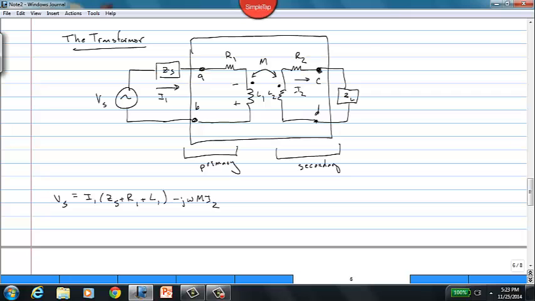Looking at the secondary side, there is no voltage source, so we say 0 is equal to I2 times (jωL2 plus R2 plus ZL).